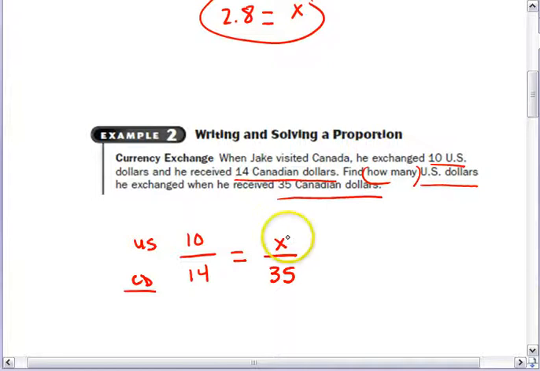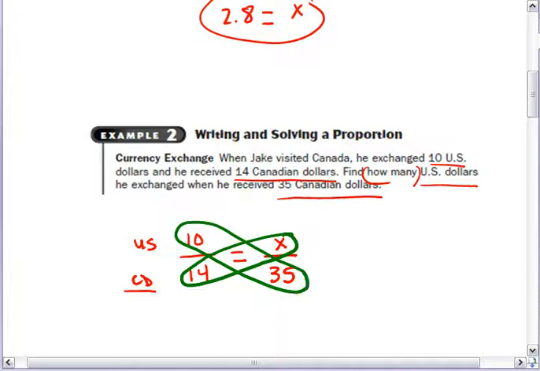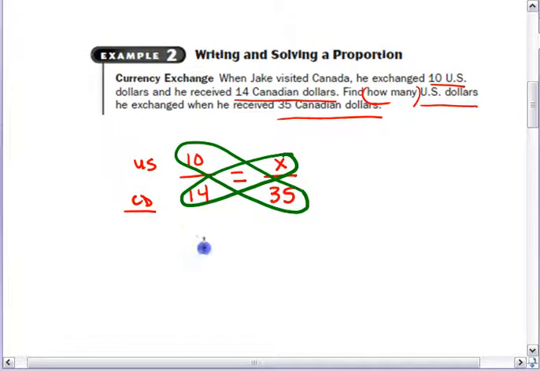Alright? Now for here, again I'm going to use cross products. So I have 10 times 35 should equal 14x. Alright, 10 times 35 is 350, and that should equal 14x, right?